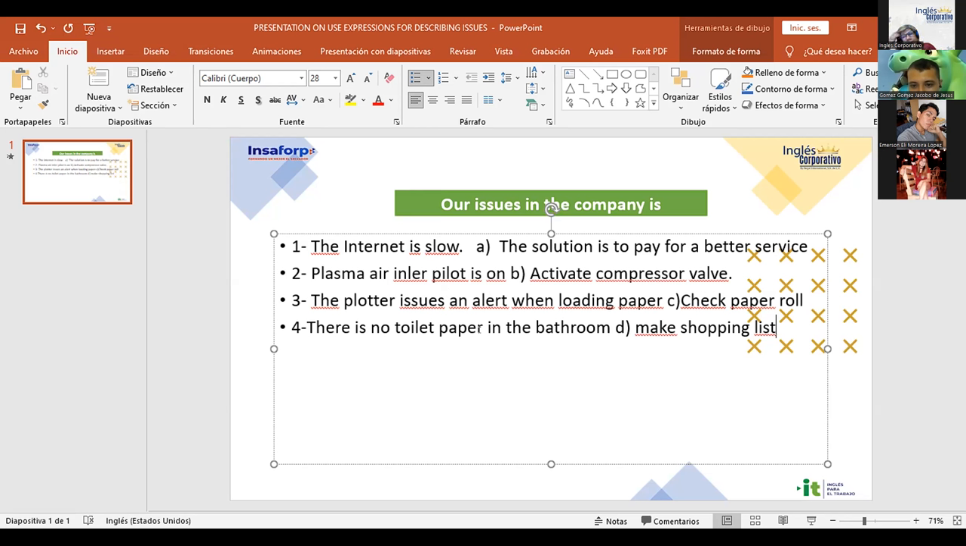Ajá. Nosotros pusimos make shopping list, hacer una lista de compras. Make shopping list. Ajá, suena bien. ¿De casa eso? No me suena tan empresarial. Make shopping list. No hace una shopping list en una empresa. ¿Qué es lo que hace? Inventario. Ajá. Pero ¿será que eso así le llaman ustedes o qué papel hacen cuando van a decir qué es lo que necesitan? O sea, las cosas que necesitan. ¿Cómo le llaman a eso?